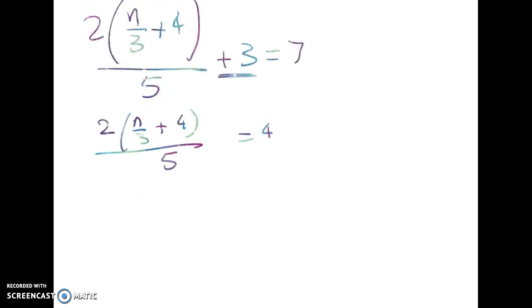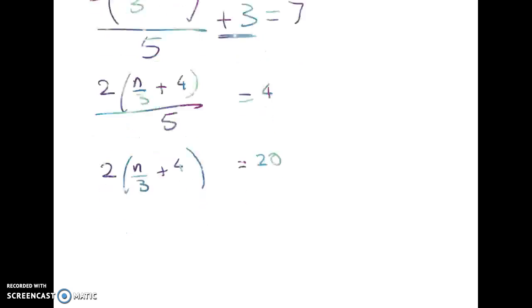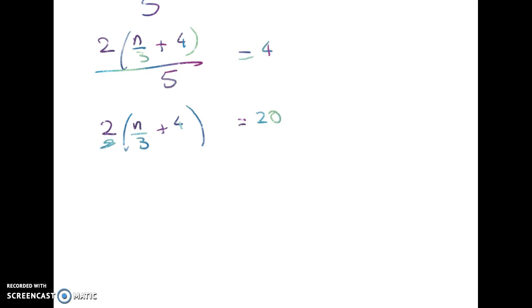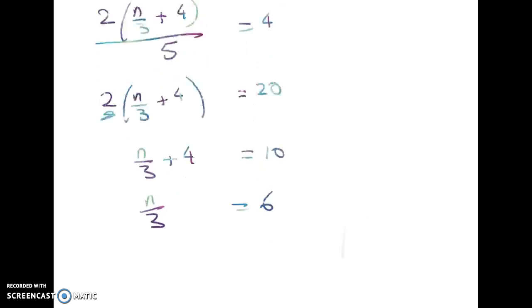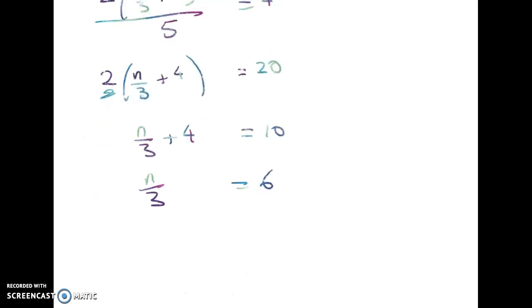Now I times by 5. So 2 times n over 3 plus 4 is equal to 20. Now I divide by 2, right? And I'm left with n over 3 plus 4 is equal to 10. Now we subtract 4 and we have n over 3 is equal to 6. And finally, we times by 3 and we get n is equal to 18.